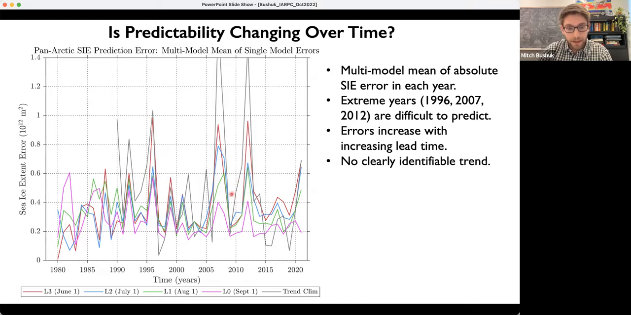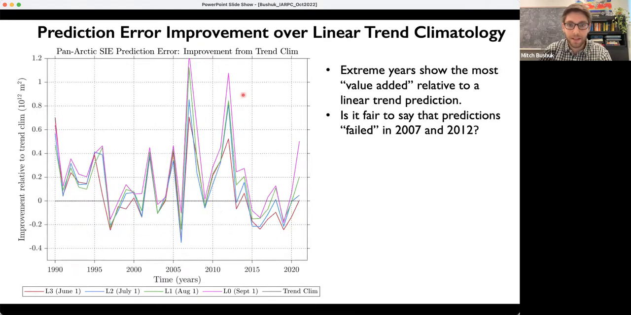But if you look at this gray line, which shows the error made by a trend climatology prediction, there's an interesting point to make here, which is about the improvements of the models relative to that trend climatology. In this plot, positive values would indicate added value on top of a trend climatology. What you see is that it's precisely those extreme years of 2007 and 2012 that stand out as having the largest improvements above and beyond the trend climatology.